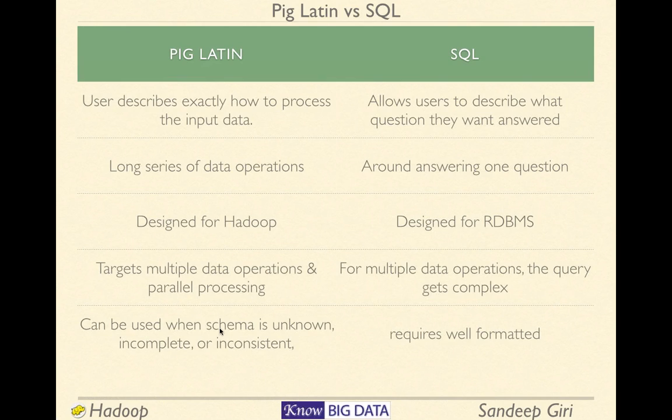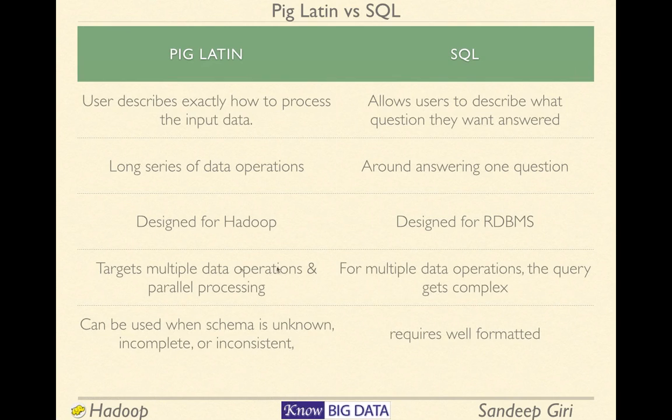It provides you syntax like parallel, and you can force it, the way we set the number of reducers just now to 10. In a similar manner, you can force it to run in parallel on how many machines. Pig Latin is designed for big data, while SQL is designed for RDBMS. Pig Latin targets multiple data operations and parallel processing, while SQL is generally for getting an answer in a single shot.